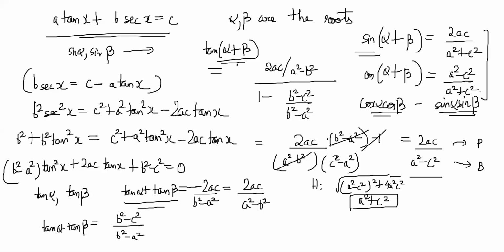So what did I do? I used the fact that sec square x is 1 plus tan square x, and got an equation in tan x. In that tan x equation, I will have roots tan alpha and tan beta, because alpha and beta are roots of this equation. So after that, it's over. Understood. Okay, next.